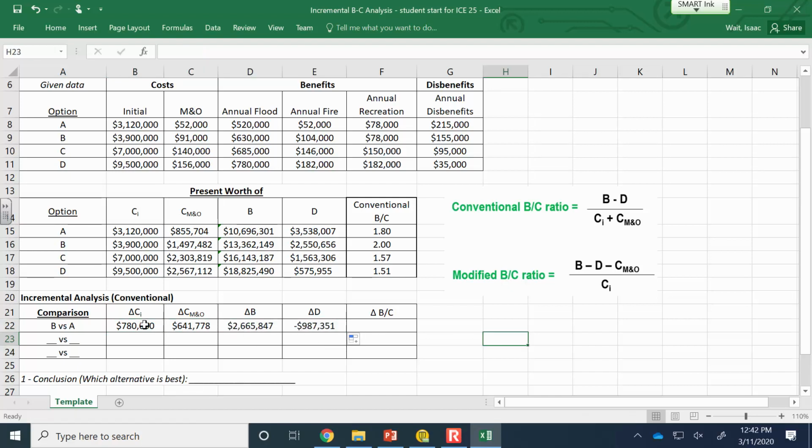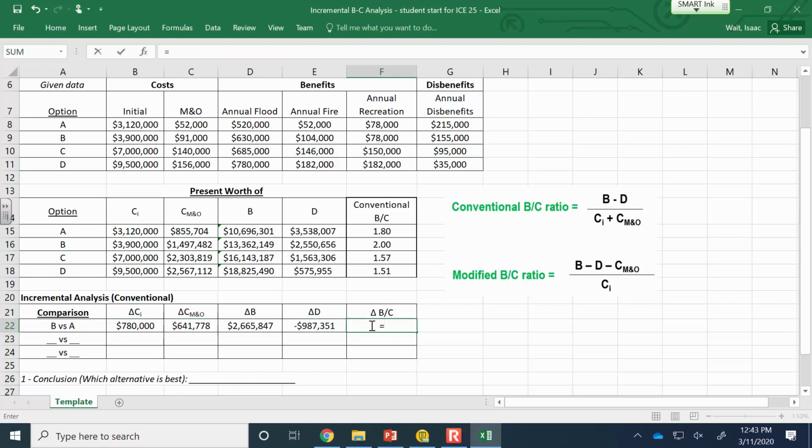Okay, so I have the incremental costs, incremental benefits, and incremental disbenefits for B versus A. So I'm having the more expensive one minus the cheaper one. Now the delta BC isn't just the difference from up here. That's not what it is. I need to put these values into the B to C ratio formula.